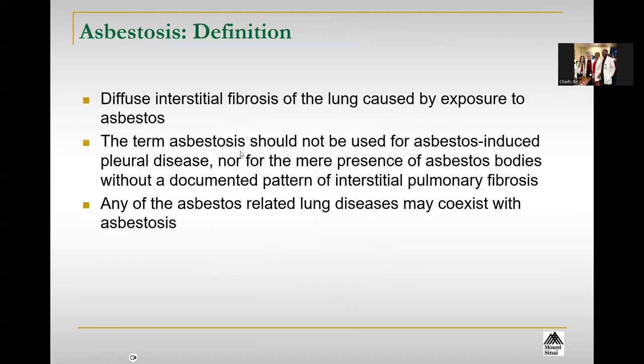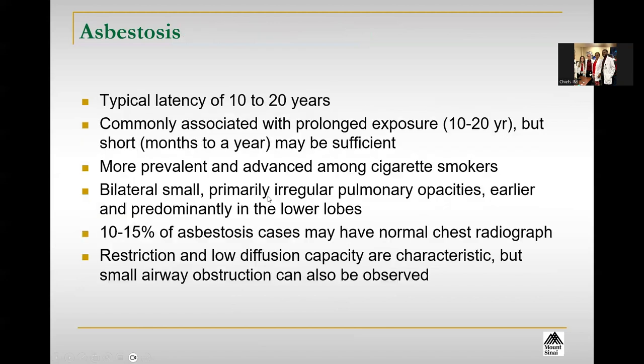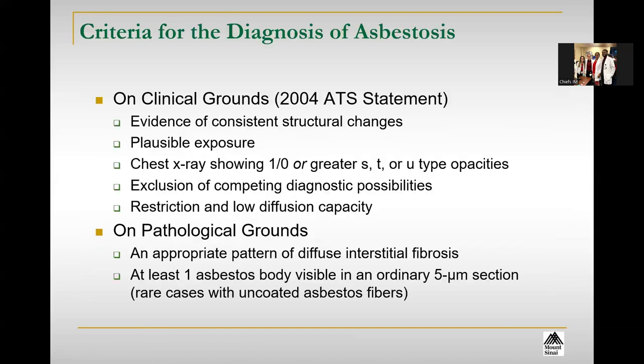So the term asbestosis should be reserved for the interstitial pattern of disease. And asbestosis is a long latency disease. 10 to 20 years are typical, sometimes longer than that. And in a few cases, the changes may not be detected by chest radiograph, but in this day and age with CAT scans, it's really impossible to miss.